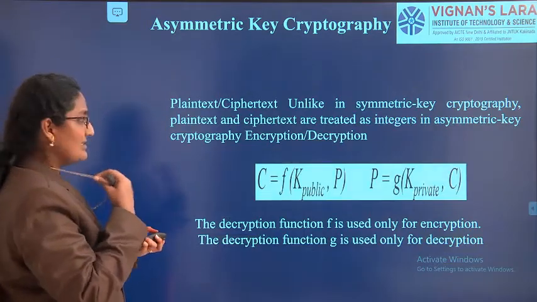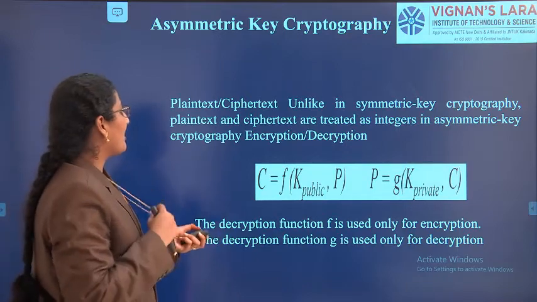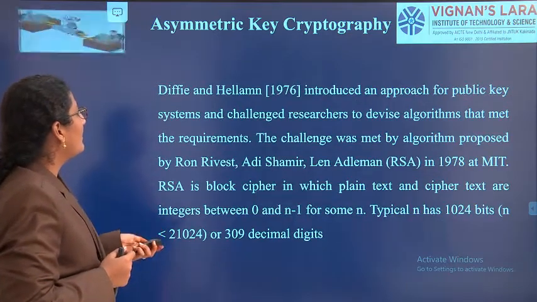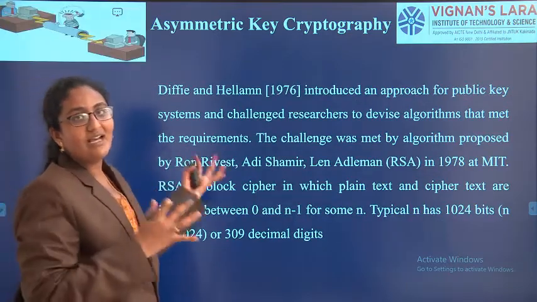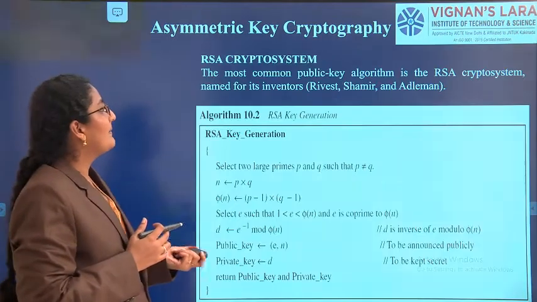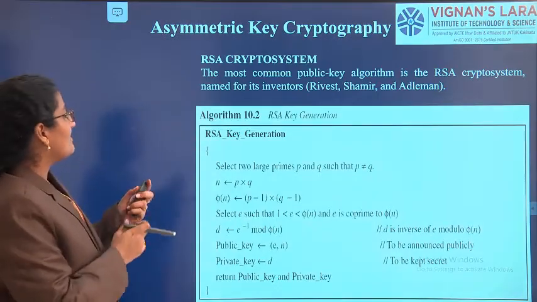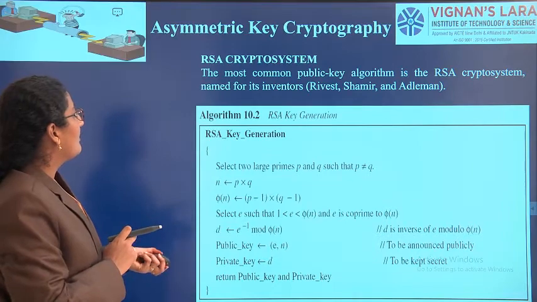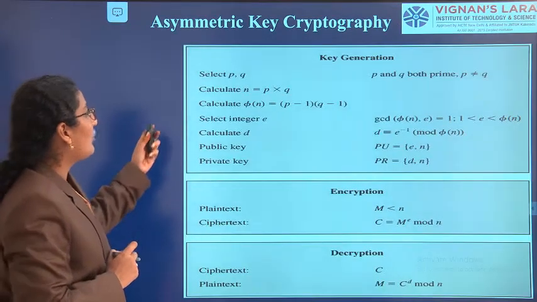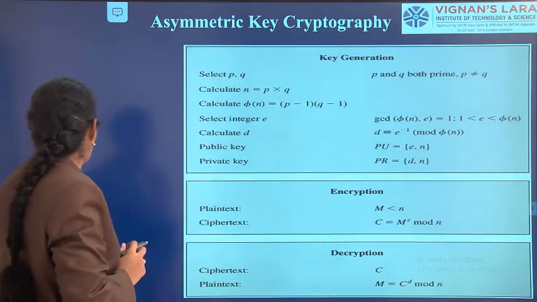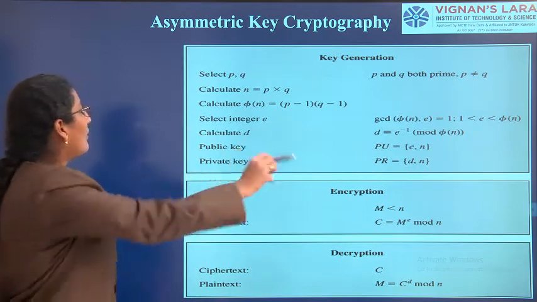Then we have seen the formula for calculating ciphertext and plain text, and why the RSA algorithm was invented. We have seen what the RSA algorithm is. We have seen what key generation is, what encryption is, and what decryption is. So what is key generation?